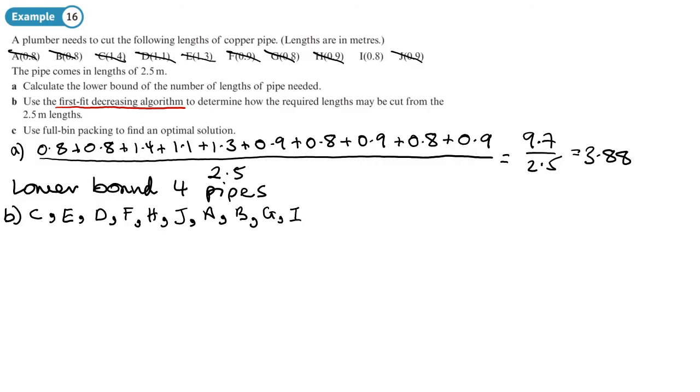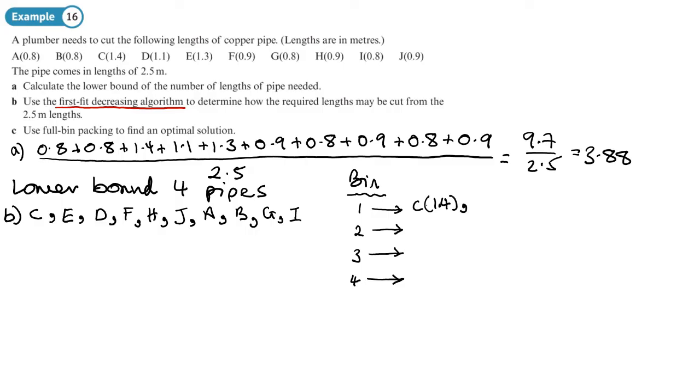The next thing we need to do now is to place them in bins. Now each bin, or each pipe basically, is 2.5 meters. So we just place each one in the first bin available. So I probably need to rub these out so I can see what the sizes are. Right, so C goes first, that's 1.4.